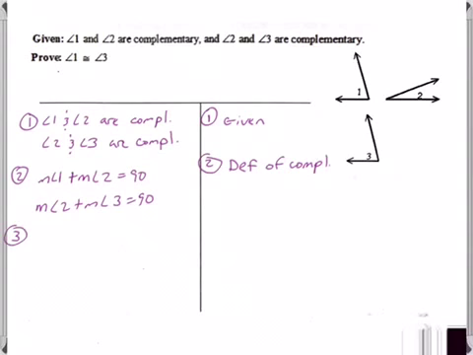Well, if you think about it, if they're both equal to 90, we can set them equal to each other because we're going to substitute this bottom part in for 90 here. So that means we're going to get the measure of angle 1 plus the measure of angle 2 equals the measure of angle 2 plus the measure of angle 3. And this is done through substitution.